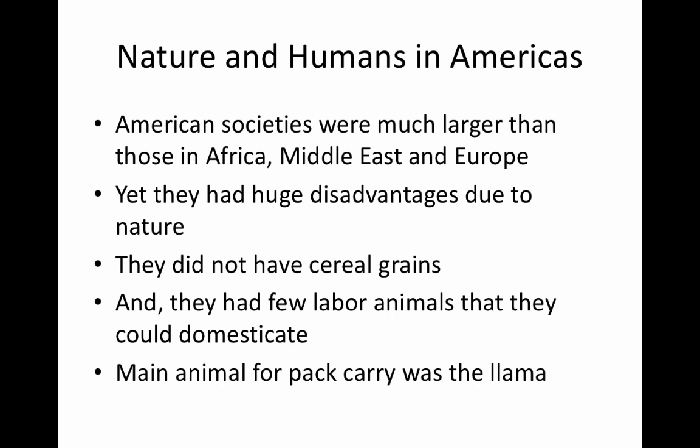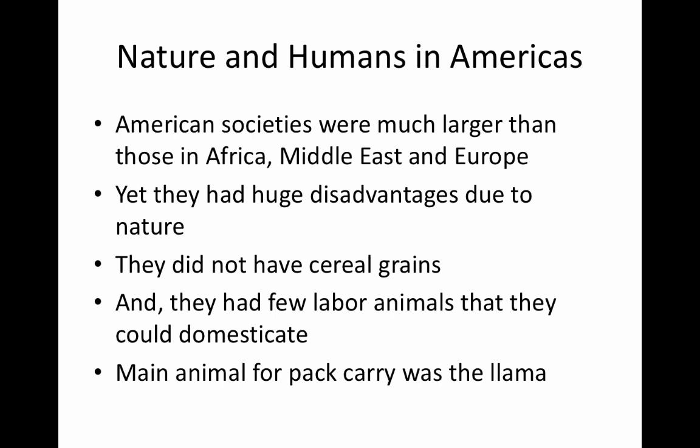So what we do see within the Americas are a variety of different groups, yet there were some disadvantages in the natural resources of those areas. For one thing, natives within the Americas did not have cereal grains. Cereal grains were located in Africa and the Middle East, but not within the Americas. Also, they had a lack of what are called labor animals. Instead, they had pack animals. The best example of this was the llama.